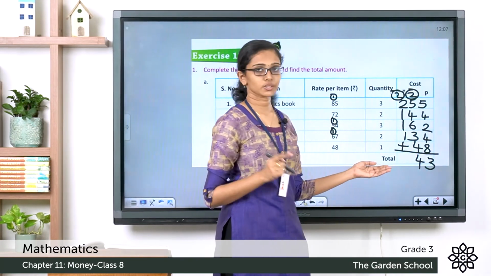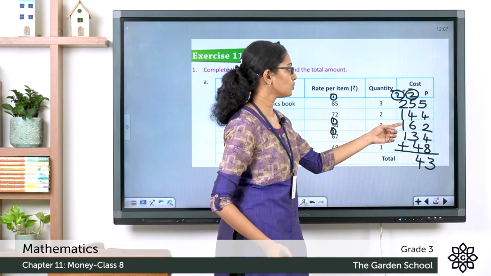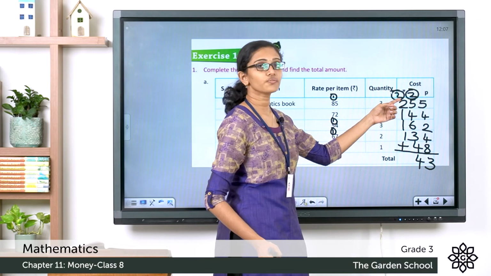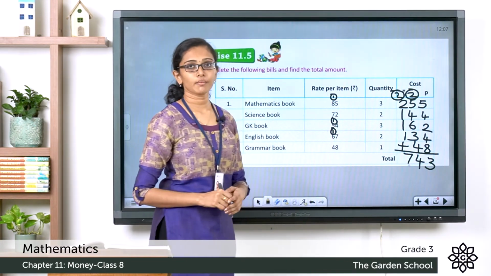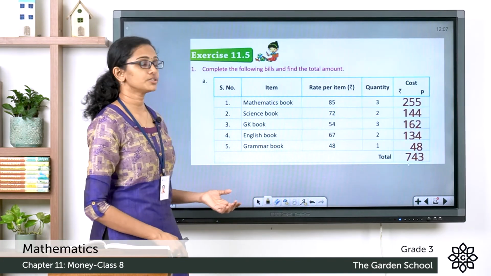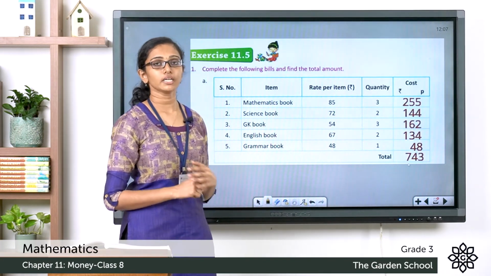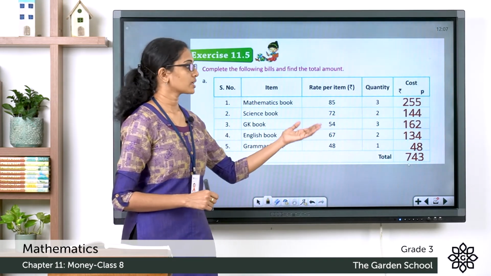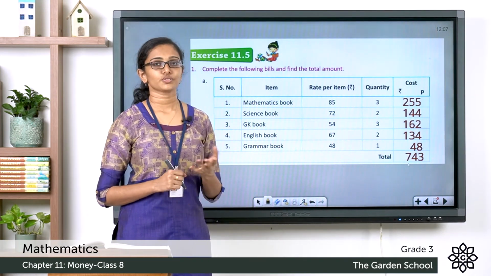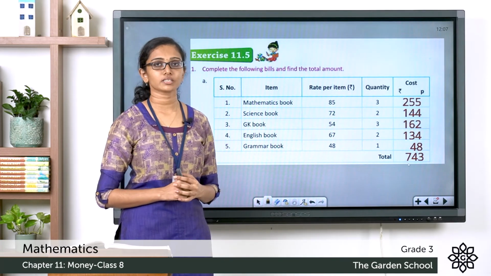Now in the hundreds place we have 1 plus 1, 2 plus 1, 3 plus 2, 5 plus 2, 7. So what is the total amount? The total amount is equal to 743 rupee. So the total amount as per this is equal to 743 rupee. So children, I hope you are clear with this concept.